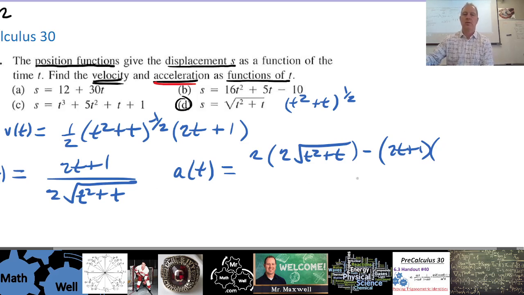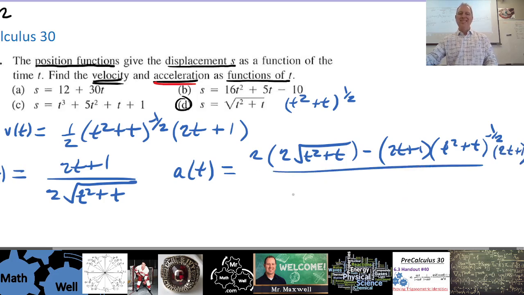can I do a couple things in a row here? Can I do the 1/2 times 2 is just 1? Okay, so that's going to be t squared plus t to the negative 1/2. Okay, so the derivative of the top times the bottom minus the top times the derivative of the bottom. Now I have to do my chain rule, I guess. 2t plus 1, all over the bottom squared. So the bottom squared is going to be 2 times 2 is 4, and the square root squared is just going to be t squared plus t. Does that look okay? So you can do that little simplification as you go there.